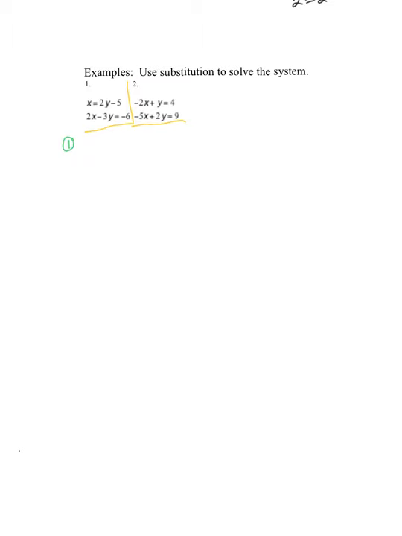You have an x equals right there. So you can substitute that equation, 2y minus 5, hold on a second, here we go. You can substitute this equation for x, and we're still going to solve. So let's do that. 2 times 2y minus 5 minus 3y equals negative 6.